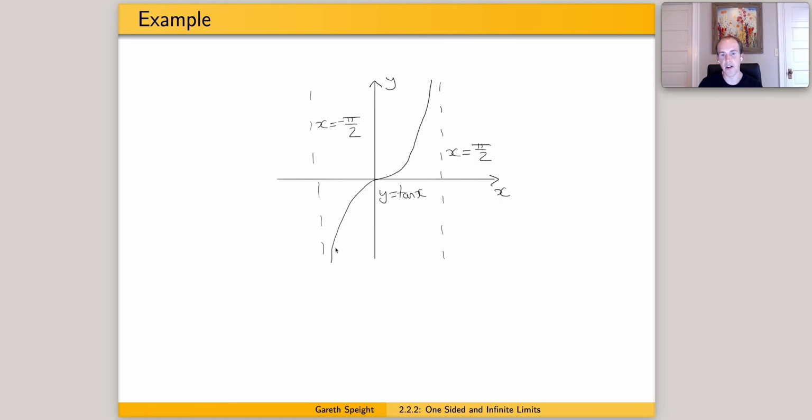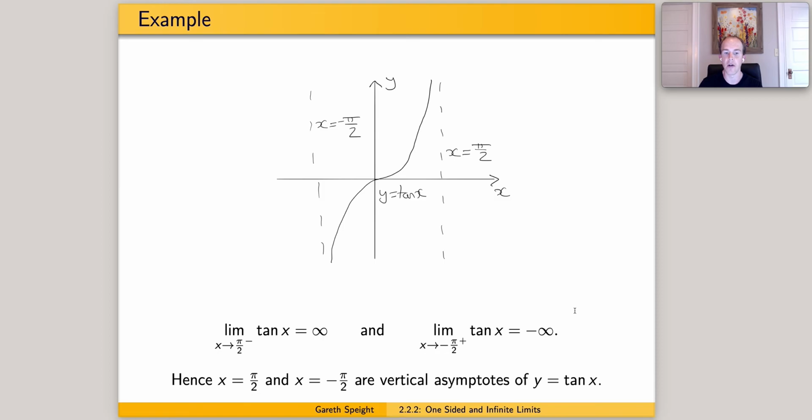And then the same thing over here. As we approach minus pi over 2, sine is approaching minus 1. Cosine is approaching 0 from the positive side. So this is going to shoot off to the negative. And we can see that at pi over 2, there is an infinite limit as we approach pi over 2 from the left. And at minus pi over 2, there is a negative infinite limit as we approach minus pi over 2 from the right. So at both x equals pi over 2 and x equals minus pi over 2, we have an infinite limit. So these are going to be vertical asymptotes of our curve.